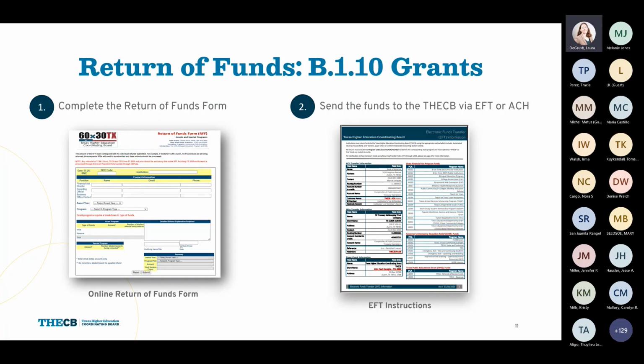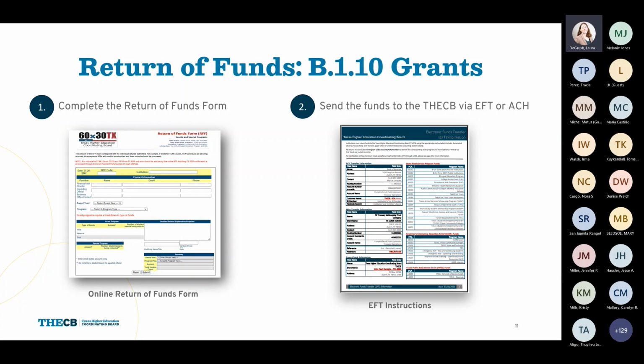And you would use the information on our electronic funds transfer information instructions, or ACH, to get those funds back to us. So it's also a two-stepper. You have the return of funds form, you send that in, and you coordinate with the business office to ensure that the money actually is sent through. Okay, so a distinct process just for those distinct additional strategy funds.